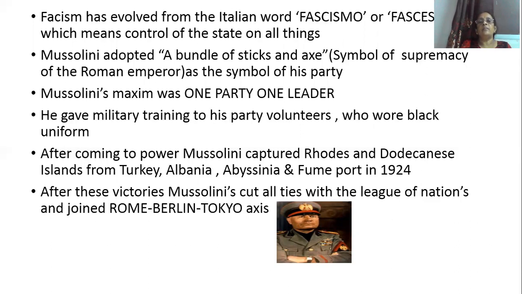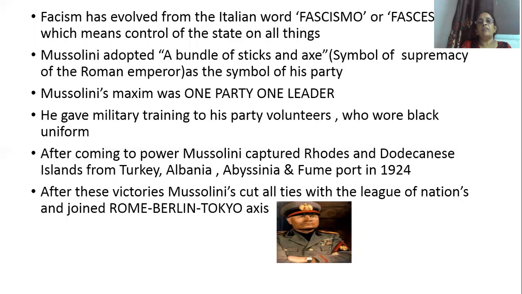Mussolini had adopted a bundle of sticks and an axe as the symbol of his party. For example, BJP has the symbol of a lotus, Congress has the symbol of a hand. Like that, the symbol of the fascist party was a bundle of sticks and an axe. This bundle of sticks and an axe was the symbol of the Roman emperors.